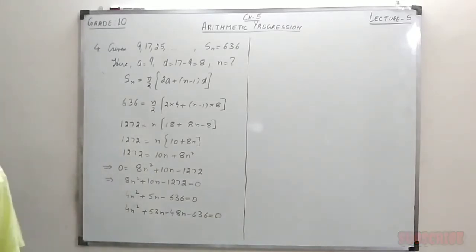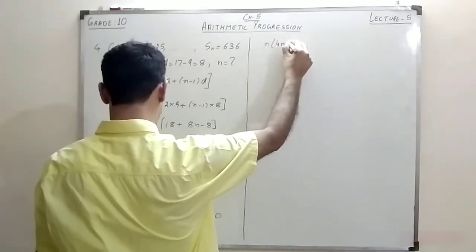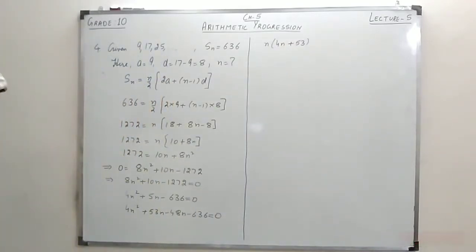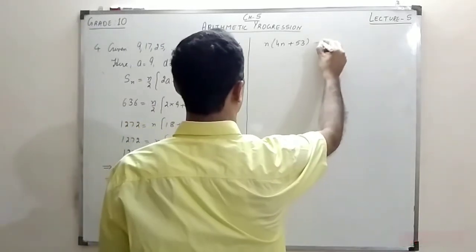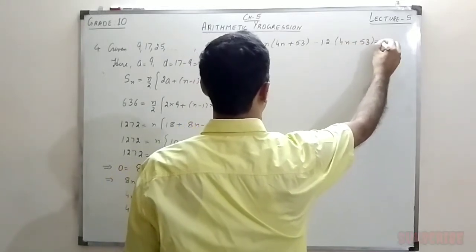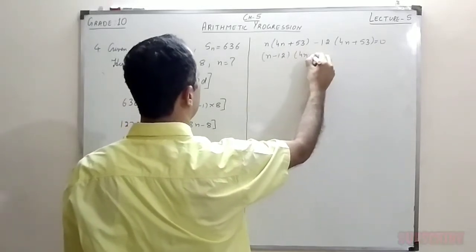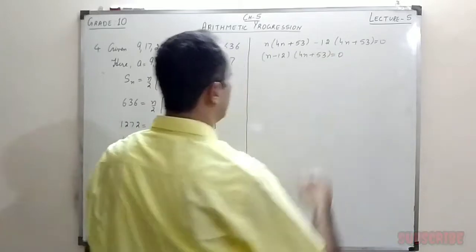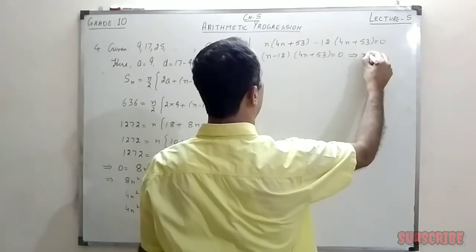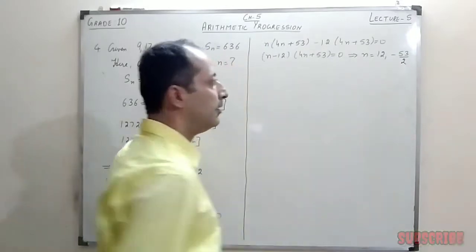So we are going to simplify this. n is common in the first two terms, so this is n into 4n plus 53. Then we can take 12 common here, minus 12 into 4n plus 53 equals 0. So I am left with the factors n minus 12 and 4n plus 53 equals 0. Now from here I can find the two values of n. I get n equals 12 and minus 53 by 4.